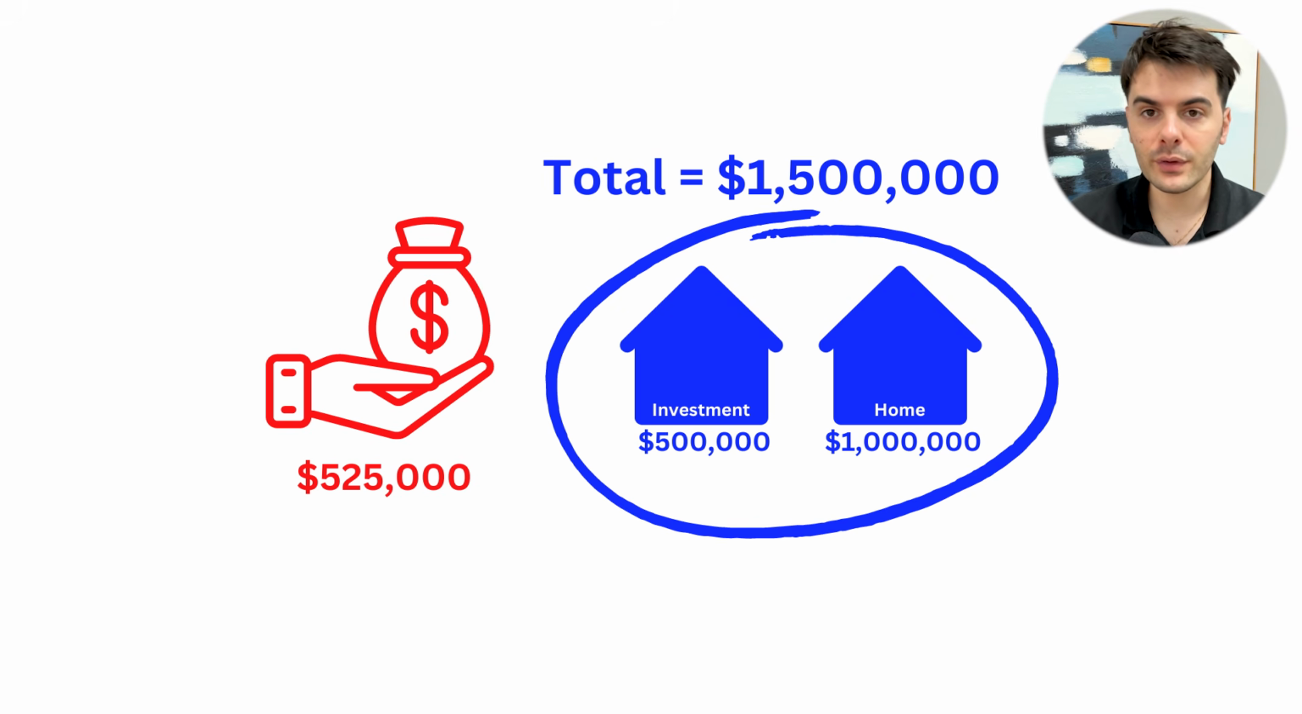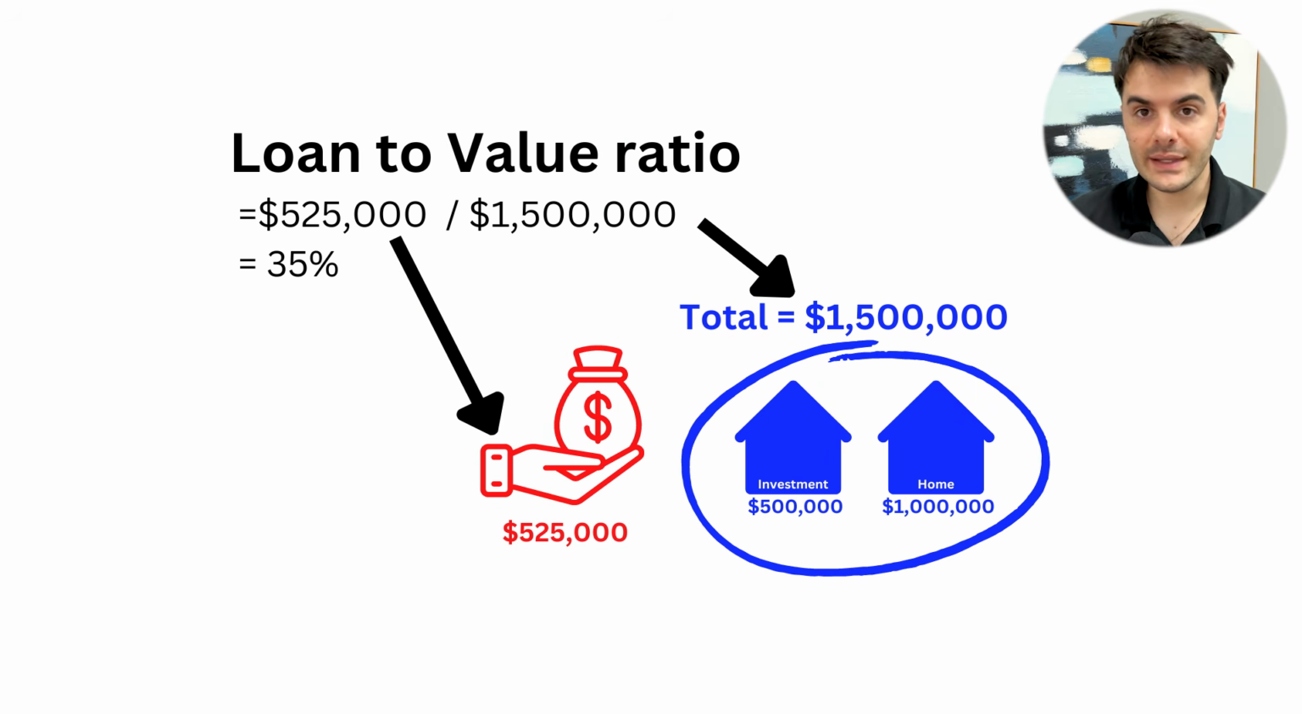This means you could borrow, say, $525,000 to cover all the costs, including the purchase price. This loan amount would be secured by both properties. That's both the existing property and the intended purchase property. So in this example, we have two properties valued at $1.5 million in total. The first property is an investment property we acquired for $500,000.